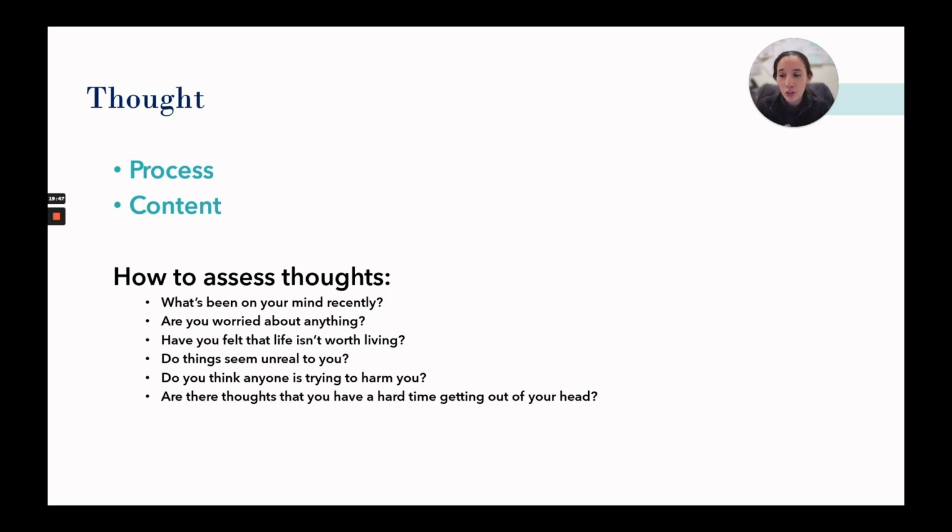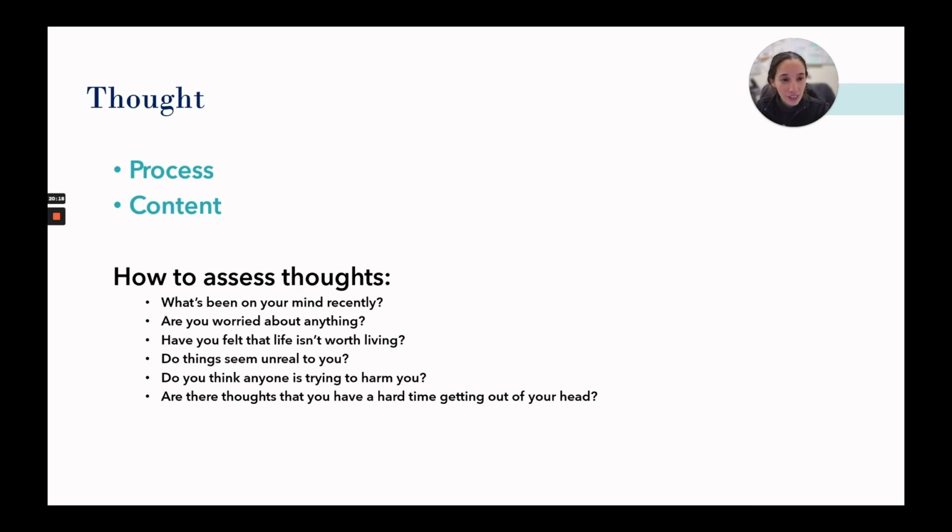All right, so now we're going to get into thought, and we have thought process and thought content. So how do we assess thoughts? We can ask questions like, what's been on your mind recently? Are you worried about anything? Have you felt that life isn't worth living? Do things seem unreal to you? Do you think anyone is trying to harm you? And are there thoughts that you have a hard time getting out of your head? What we're assessing with these questions are different thought disorders, in a sense.